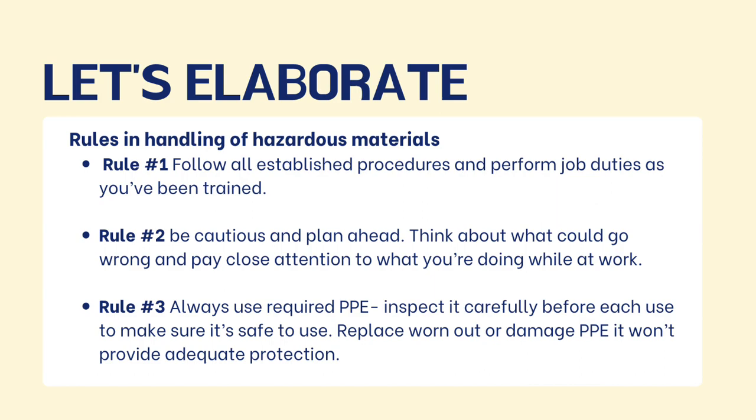Rules in handling of hazardous materials. Rule number 1. Follow all established procedures and perform job duties as you've been trained. Rule number 2. Be cautious and plan ahead. Think about what could go wrong and pay close attention to what you are doing while at work. Rule number 3. Always use required PPE. Inspect it carefully before each use to make sure it's safe to use. Replace worn out or damaged PPE.